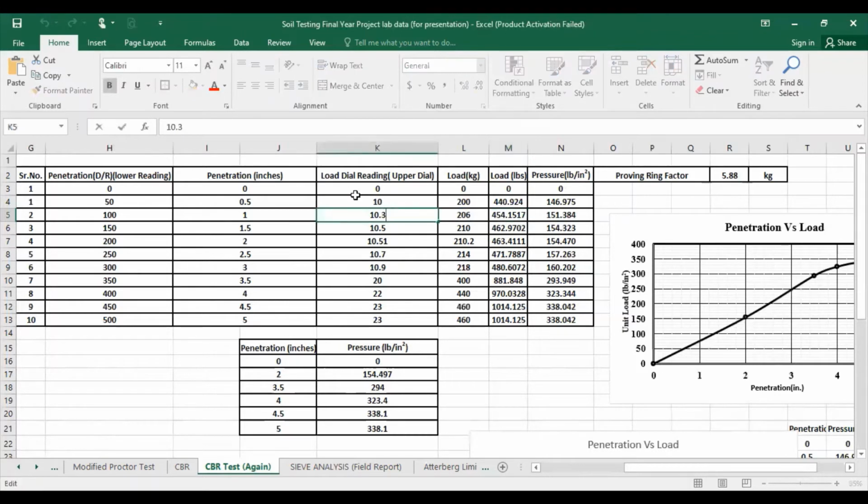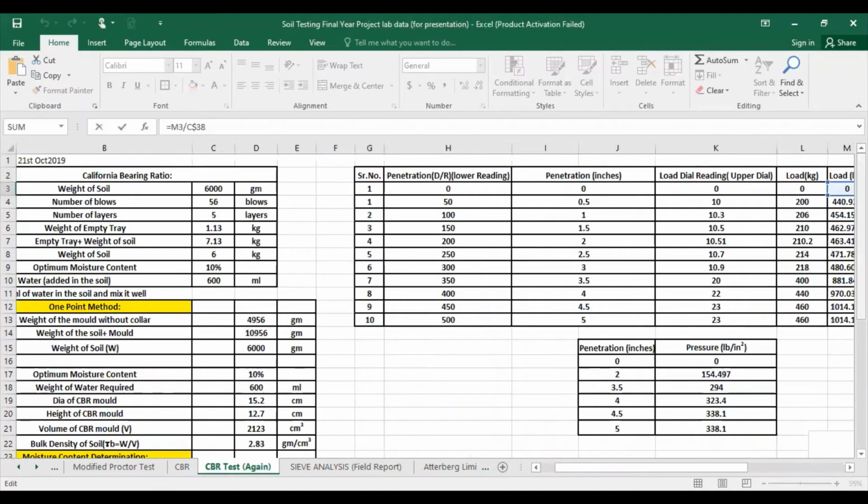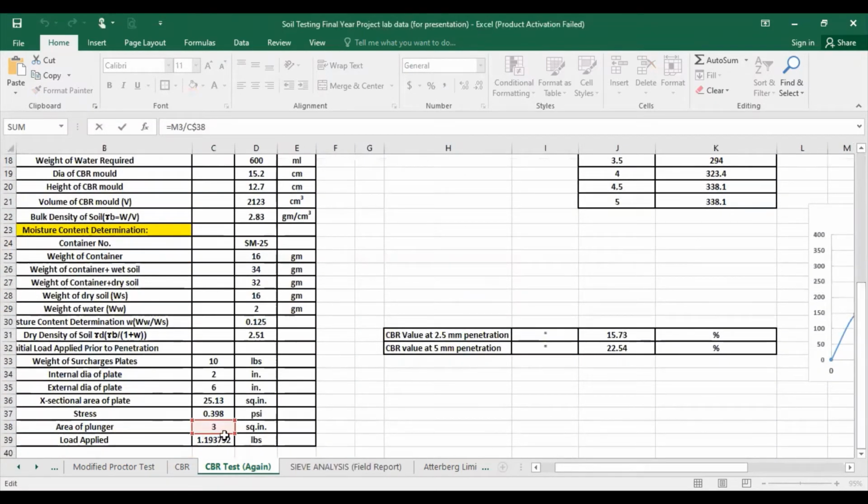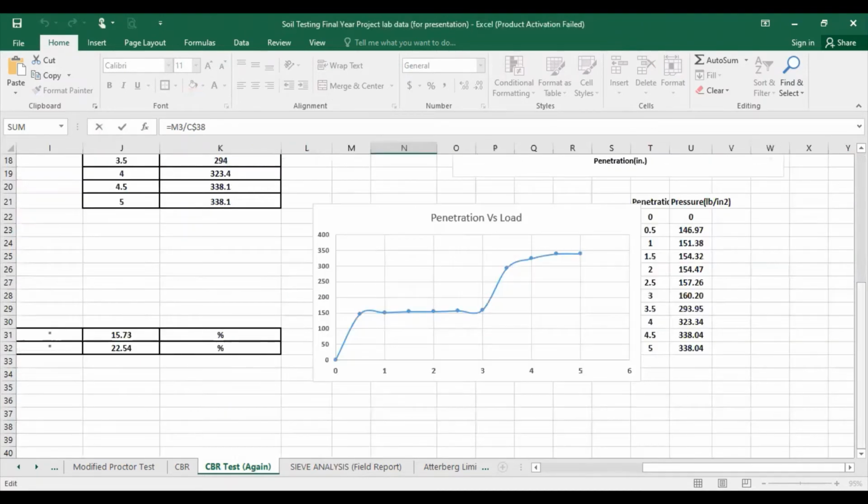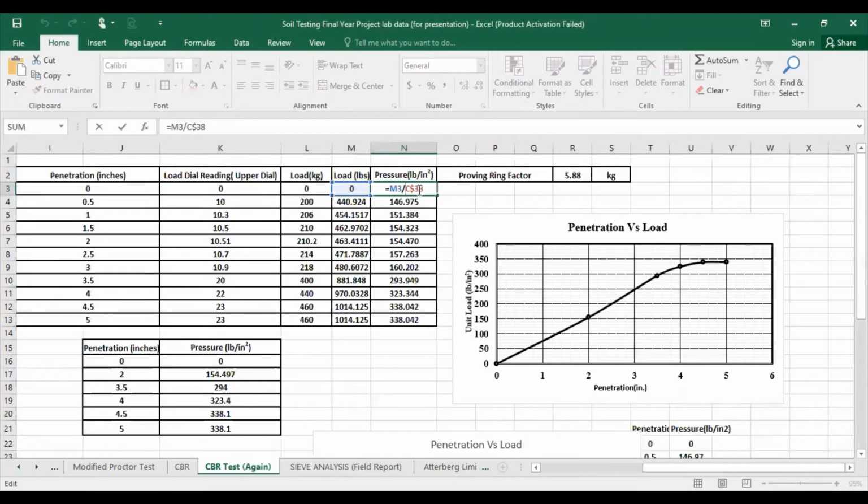So you can see this is the reading and all that. Nothing, you just have to take the reading. And this is what I have done. This is load in pounds, so I have to find out the pressure in pounds per square inch. For that, I have to divide this value, load in pounds, by the area of a plunger, which I have written over here. This is area of a plunger, 3 square inches. So you need to keep it constant.